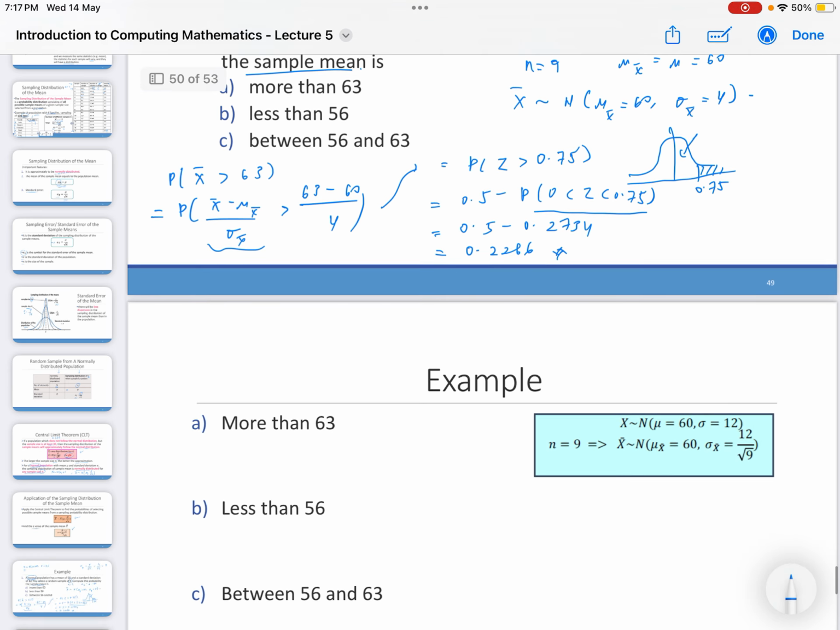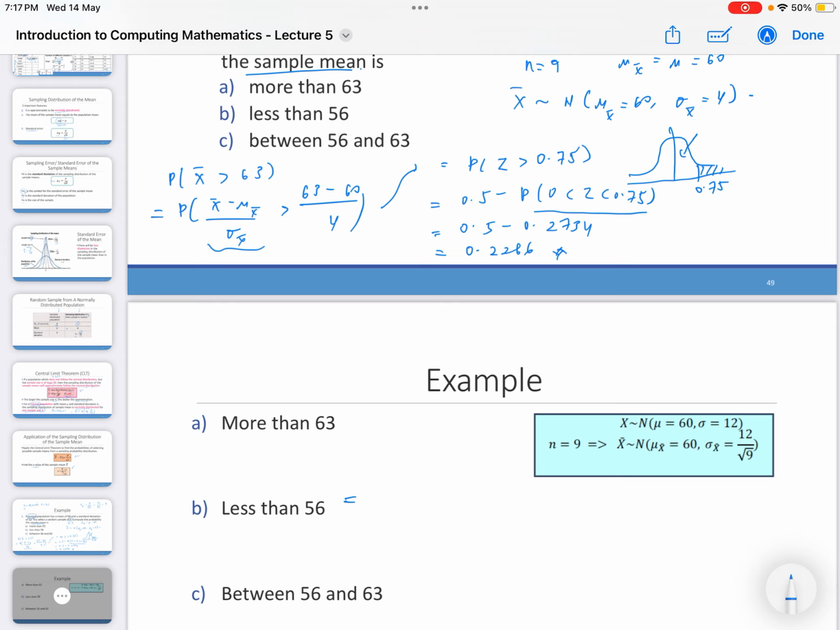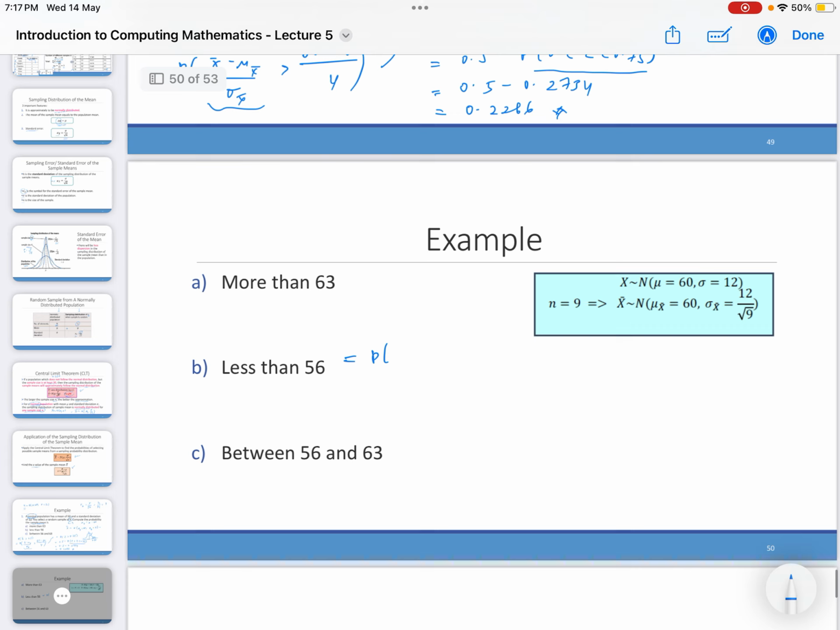Okay, so for B, we want to find the probability of the sample mean, x bar, less than 56. For B and C, I want you guys to try by yourself. I give the final answer. For B, the final answer is 0.1587. And for C, we want to find the probability of the sample mean between 56 and 63. The final answer here is 0.6147.